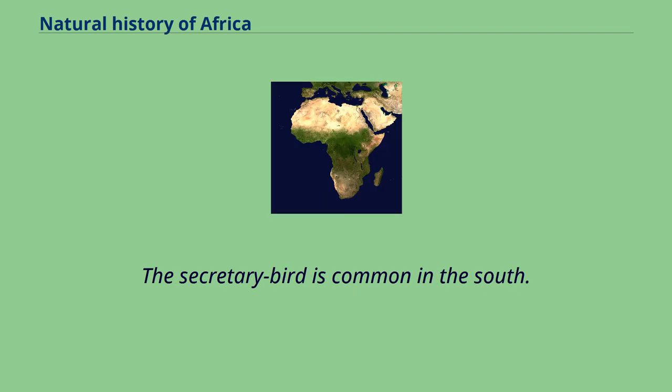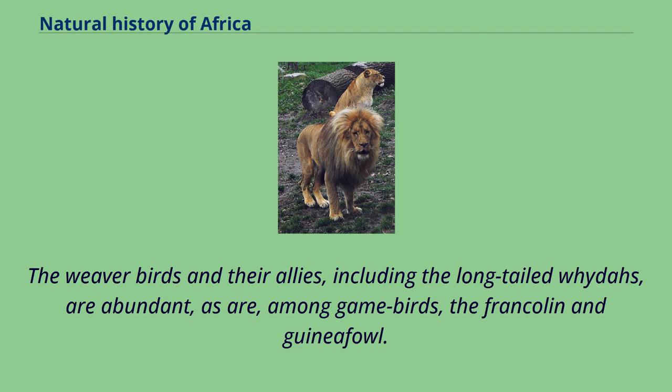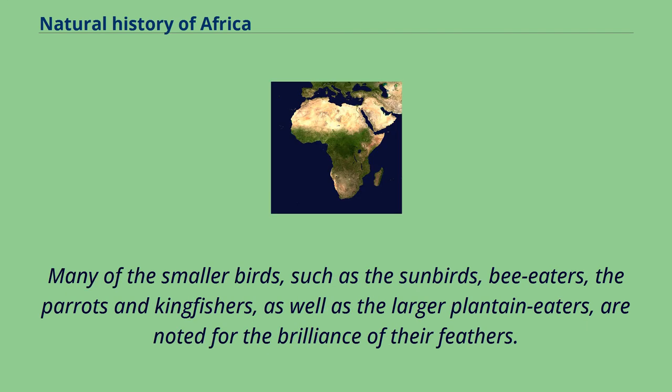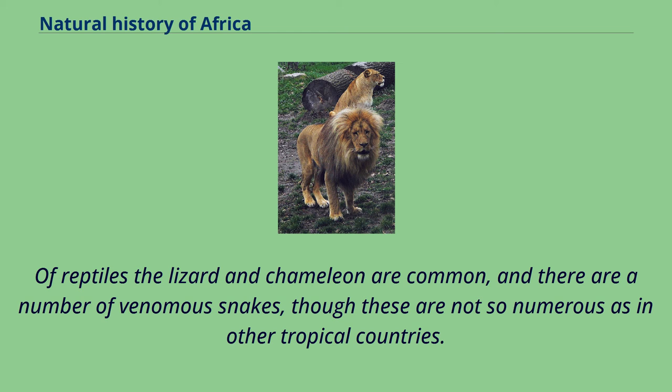The weaver birds and their allies, including the long-tailed widows, are abundant, as are, among game birds, the francolin and guinea fowl. Many of the smaller birds, such as the sunbirds, bee-eaters, the parrots and kingfishers, as well as the larger plantain-eaters, are noted for the brilliance of their feathers. Of reptiles, the lizard and chameleon are common, and there are a number of venomous snakes, though these are not so numerous as in other tropical countries.